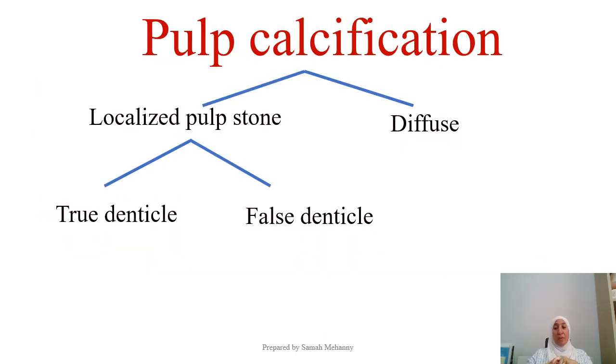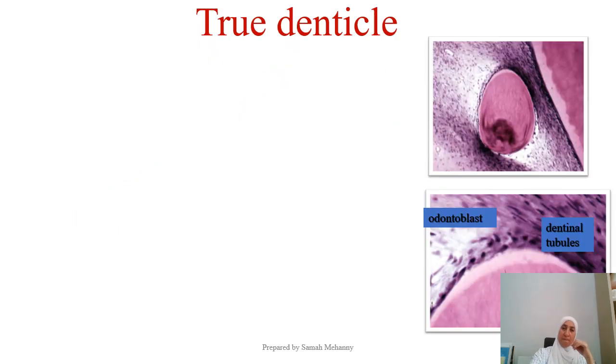Also, we have pulp calcification. Pulp calcification could occur by aging in two sorts, either localized calcification or diffuse calcification. The localized calcification or pulp stone could be a true pulp stone or a false denticle. Let's discuss one by one.